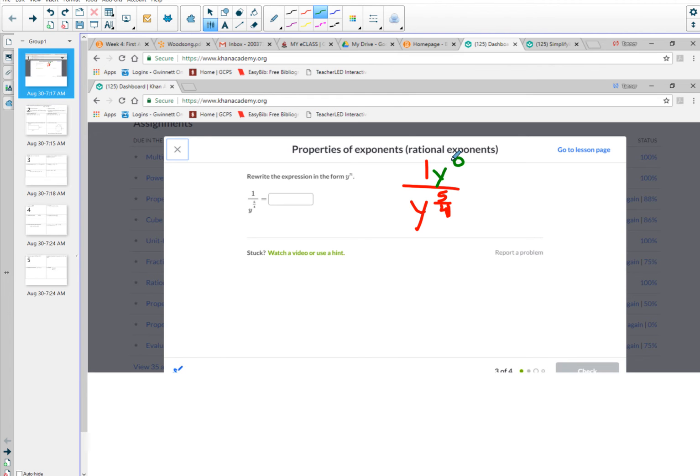Subtract. What would we be subtracting? 0 minus 5 over 4, which just like before still gives you negative 5 over 4. And that's what you would write. So I just explained to you how to do this 2 different ways. Any questions there?